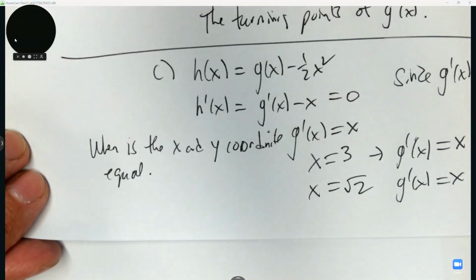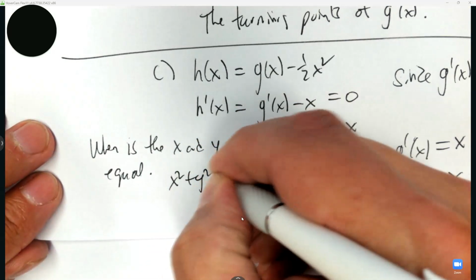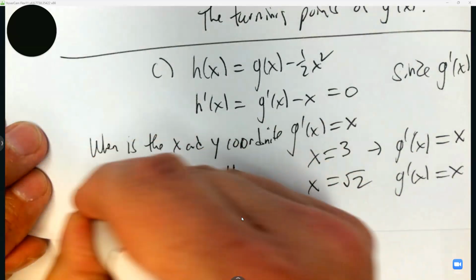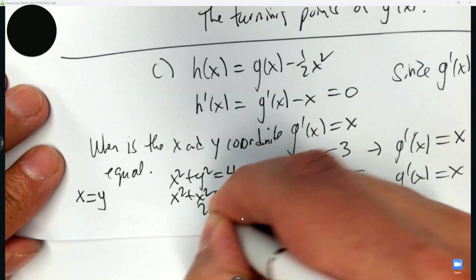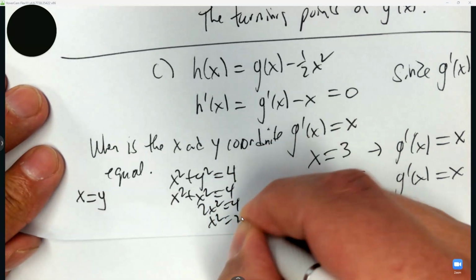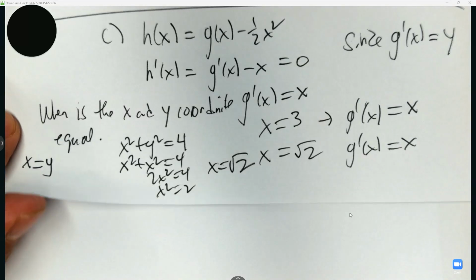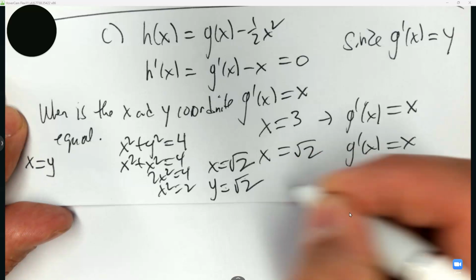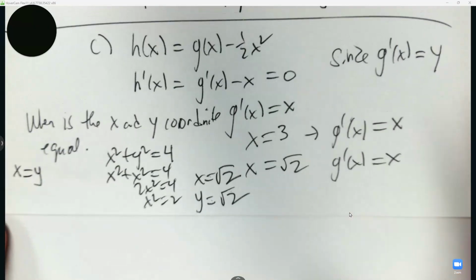And we used the equation x squared plus y squared equals 4, and then because x equals y, we then solve this equation. We realize when x equals root 2, both the x and the y coordinate are the same number, just like for x equals 3 and y equals 3. So part C was a little tricky.